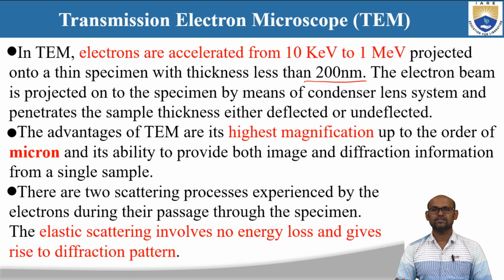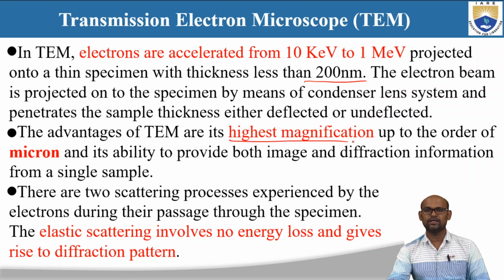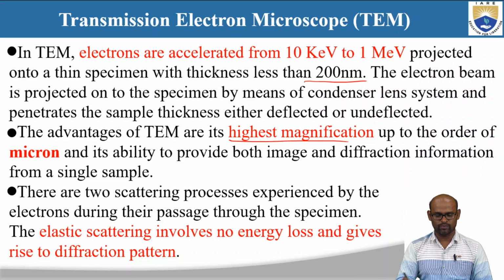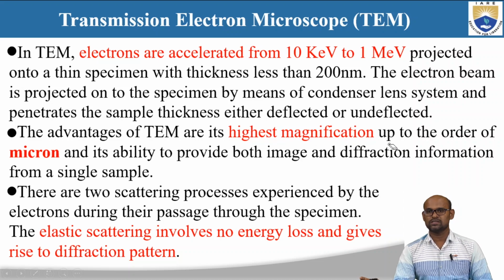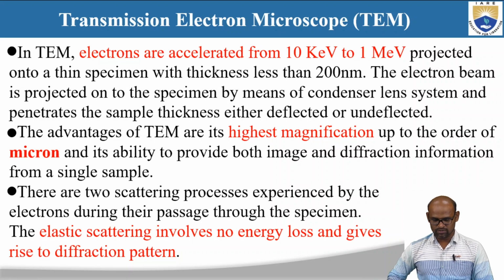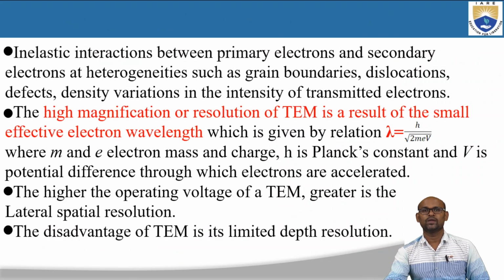Okay. So the advantages of TEM are highest magnification of the order of micron and its ability to provide both image and diffraction information from a single sample. So there are two scattering processes experienced by the electrons during their passage through the specimen. The elastic scattering involves no energy loss and gives rise to the diffraction pattern.